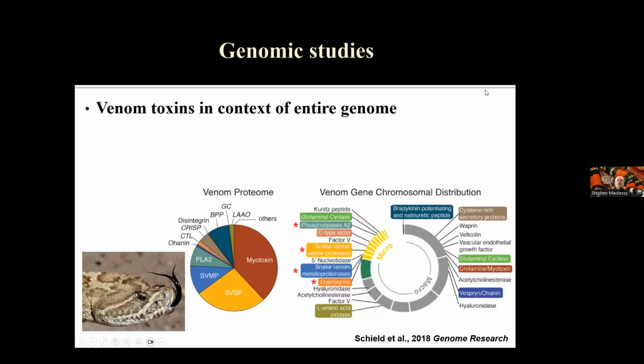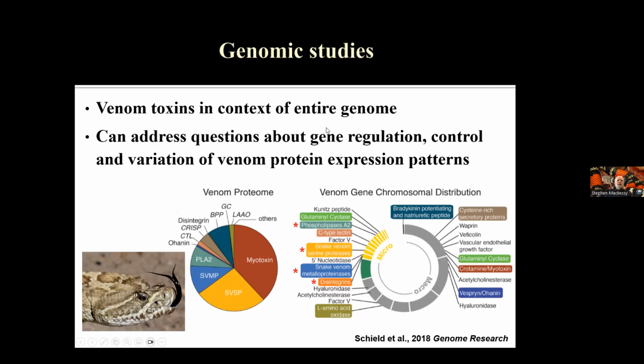So finally, then, genomic studies are making inroads into toxinology of snake venoms. And in this context, we can really look at the entire genome and look at venoms and toxins that are expressed in that context. In addition, we can start talking about aspects of gene regulation, control, and variation of expression patterns. And this study that was published in Todd Castoe's lab has actually mapped the majority of toxin families to particular chromosomes in the prairie rattlesnake, as shown here.